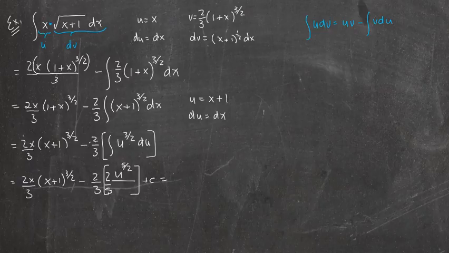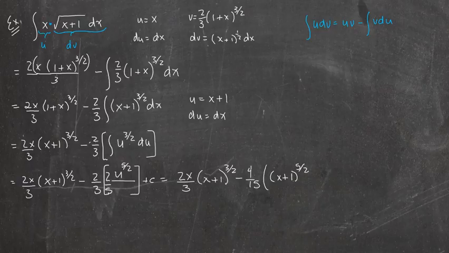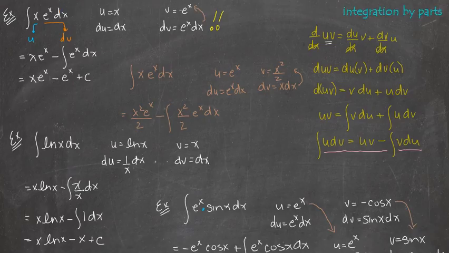And now I think I can clean the rest of it all up in one fell swoop. 2x over 3 times x plus 1 to the 3/2 minus 2/3 times 2/5 is 4/15 times, well, u is x plus 1 to the 5/2, and I don't think I need this paren, plus c. So there we go, one more tool in our arsenal for anti-differentiation, integration by parts.